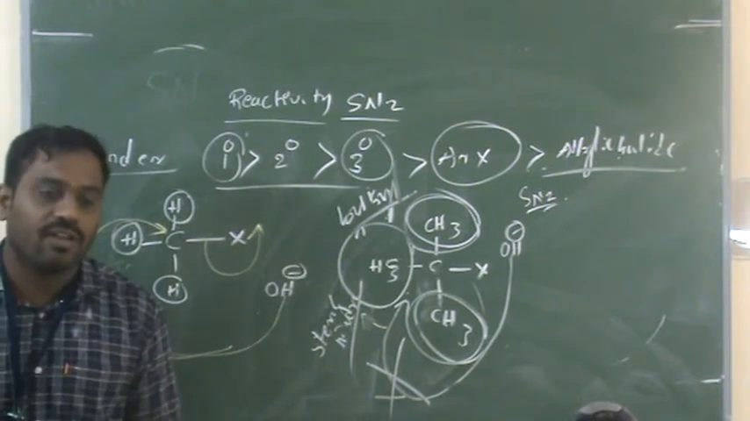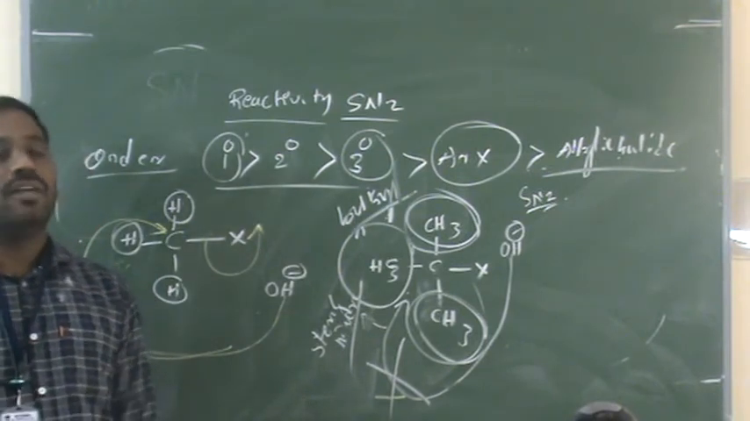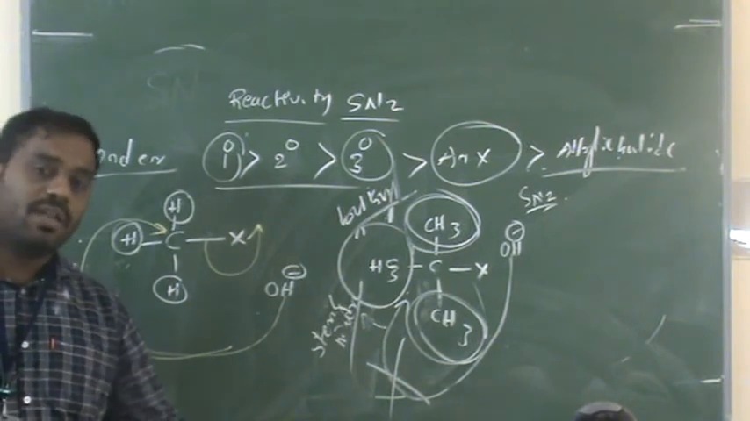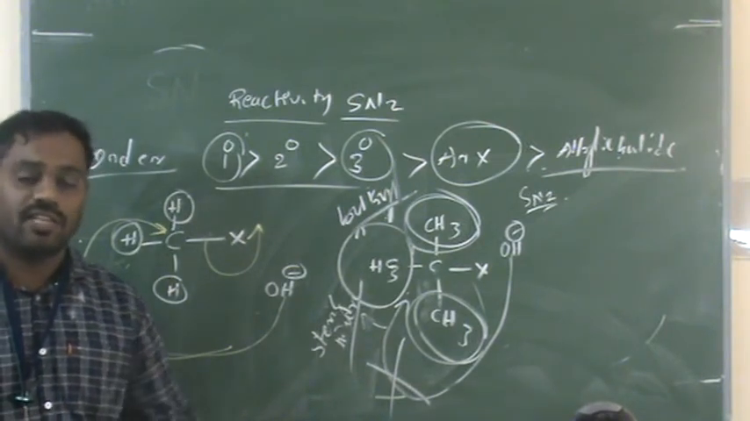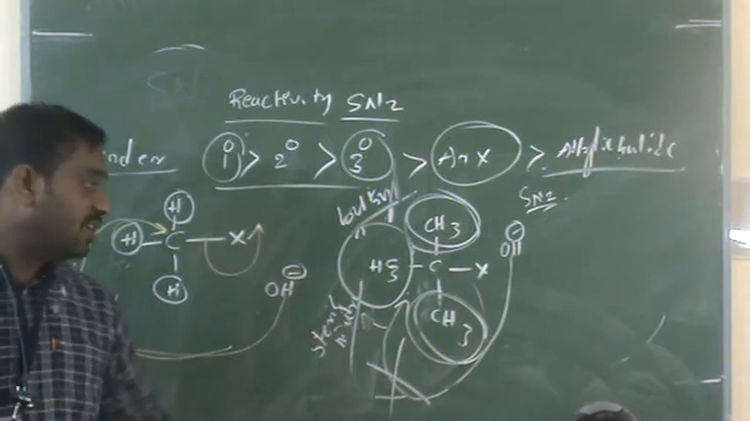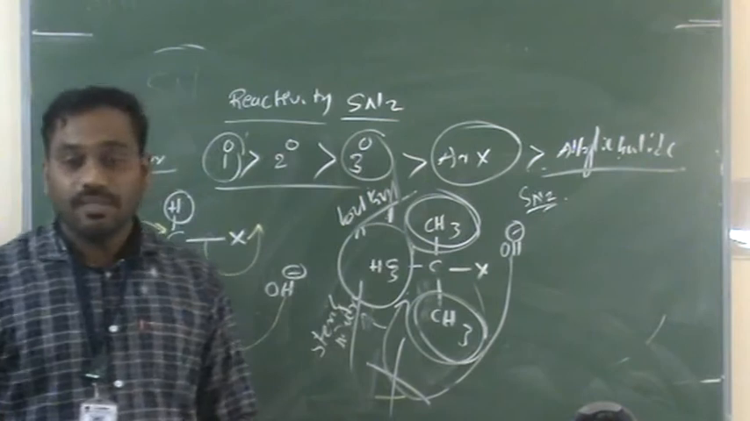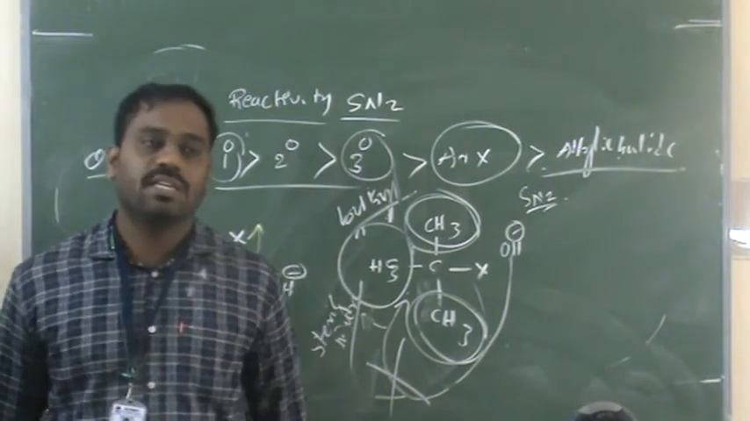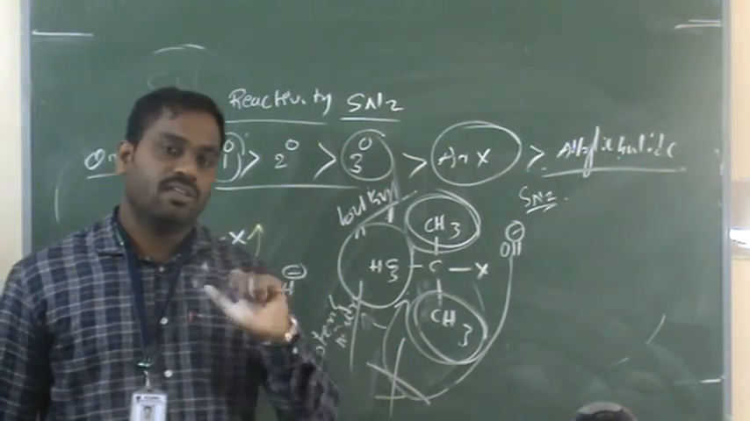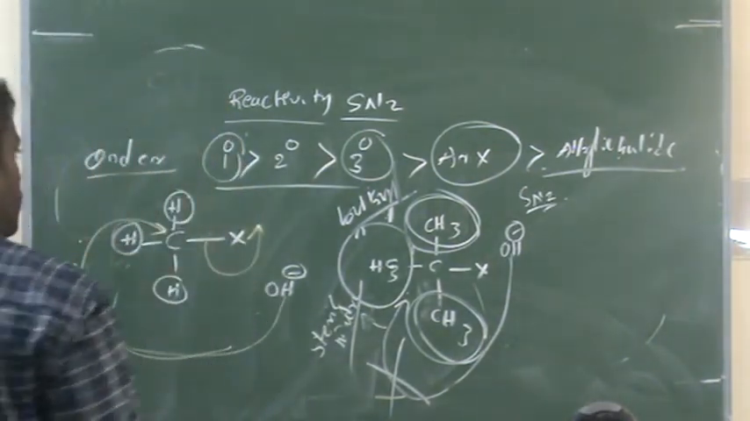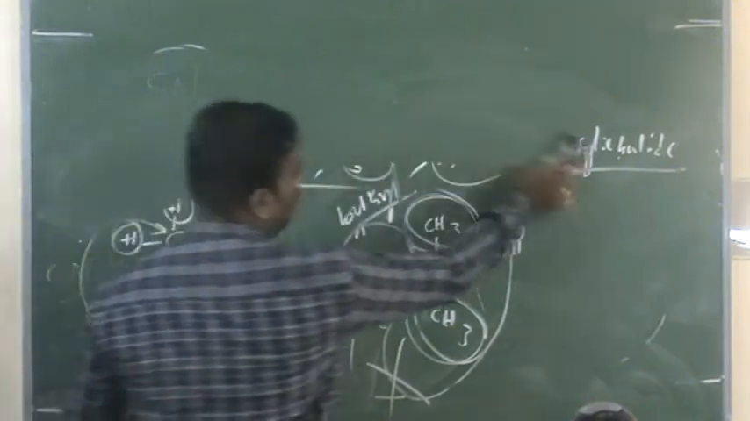The reason is that in primary alkyl halide there is no steric hindrance to the attack of the nucleophile. But in tertiary alkyl halide there are CH3 groups, which act as bulky groups and create steric hindrance. Okay, so this is the concept, and the next one is called the energy level diagram. Shall we go? First we go.